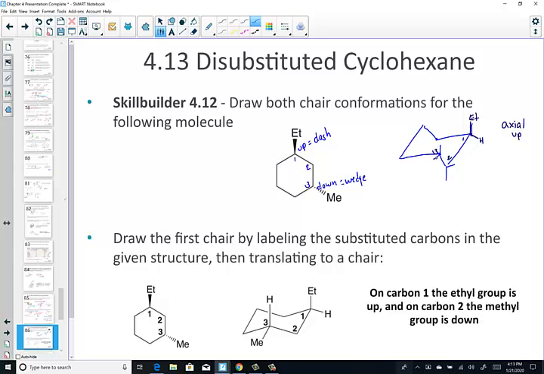All right, so we're focusing on carbon 3 this time, and it has to be pointing down. The axial is pointing up, therefore the methyl group must be on the equatorial to point down. So on carbon 3, the equatorial bond is being used for the methyl. In carbon 1, the axial bond is being used for the ethyl, and that shows an up-down configuration.